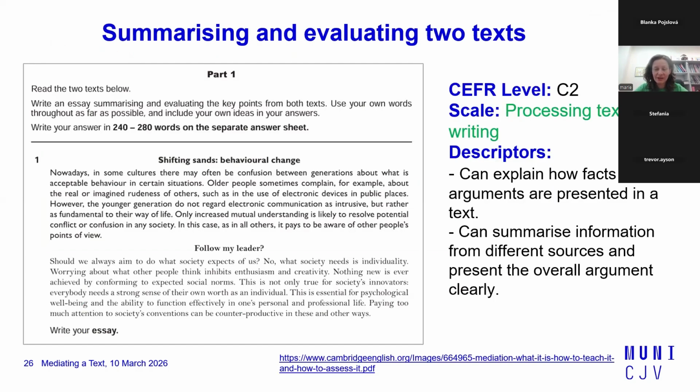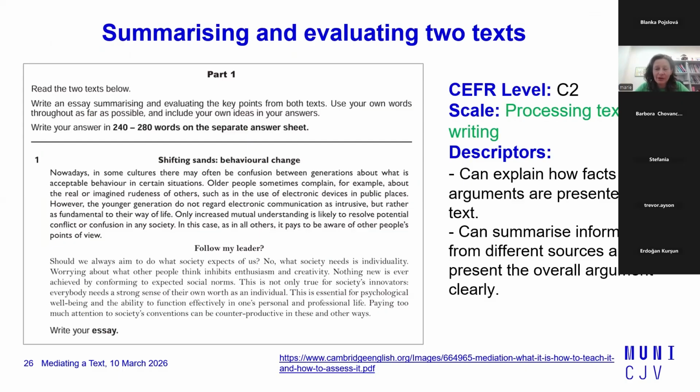And this is an example taken from Cambridge exams at C2 level. The scale is processing text in writing, and here you can see two descriptors that go together with this activity. In this activity, students are given two pieces of text, and they are asked to write an essay summarizing and evaluating the key points from both texts. So the task is clearly for high level if you have a look at the text, but the main idea is to explain, summarize, analyze, and synthesize the information from both pieces of text.